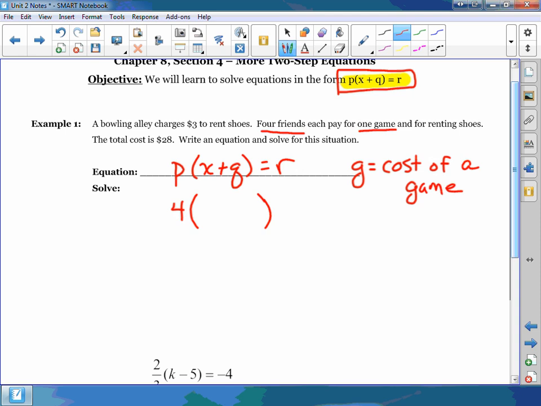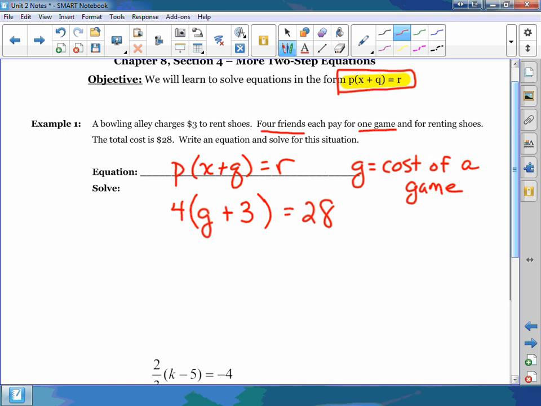So there's my G. They're paying for a game, G, and one pair of shoes. They've already said that it's $3 for those shoes. And then the total amount should be equal to $28. All right, good.